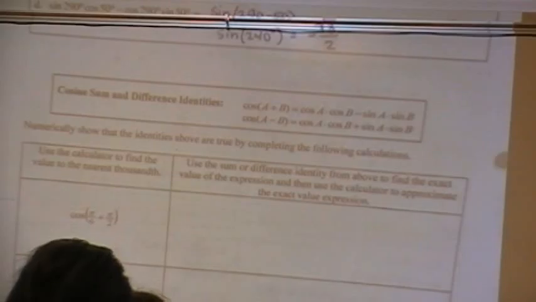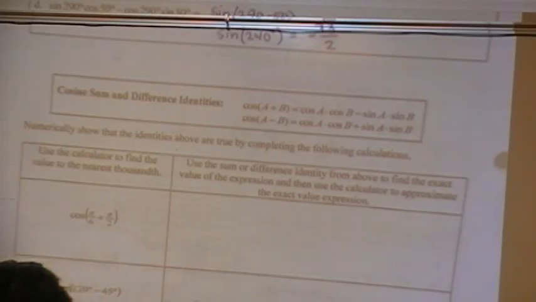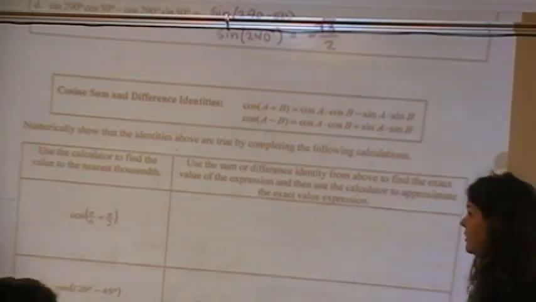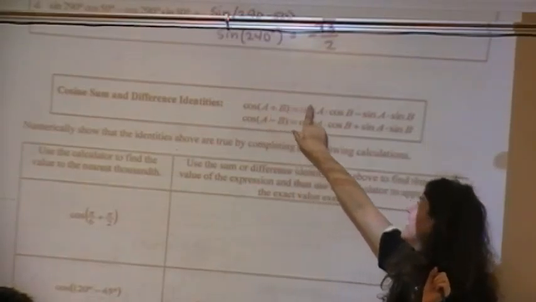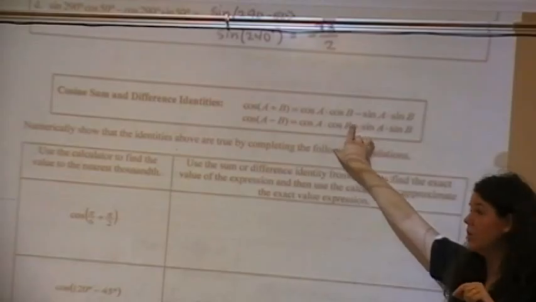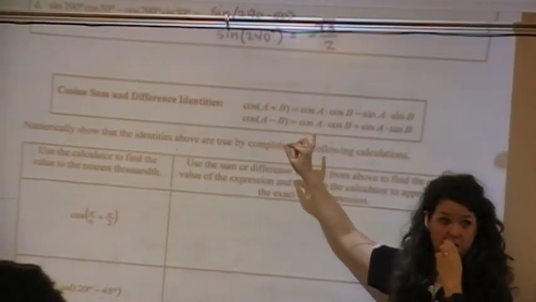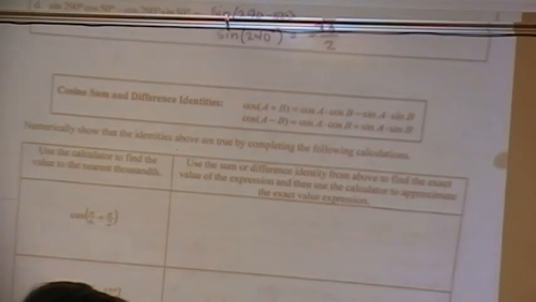Now notice the difference. Cosine groups cosines: cosine, cosine, sine, sine. That's how you know you're doing a cosine function and not a sine function. But here's the big difference. When it's plus inside of the parentheses, it's minus in the identity. So cosine has opposite signs here. Okay, so don't forget that part. But the process is the same.